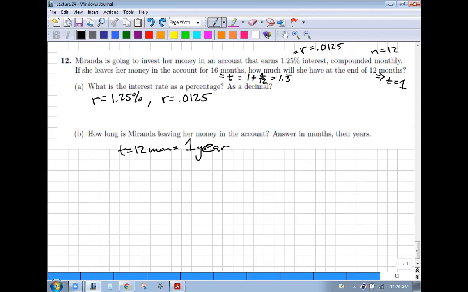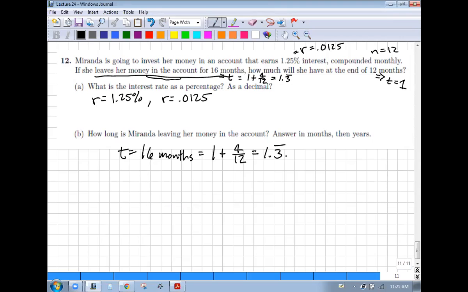Okay, well, she's leaving her money in the account for 16 months, which is a year and 4 months, which is 1.3 years. That's just a really weird sentence. Yeah, she leaves her money in the account for 16 months, but then they want to know how much she'll have at the end of 12 months. So how much will she have at the end of 12 months?